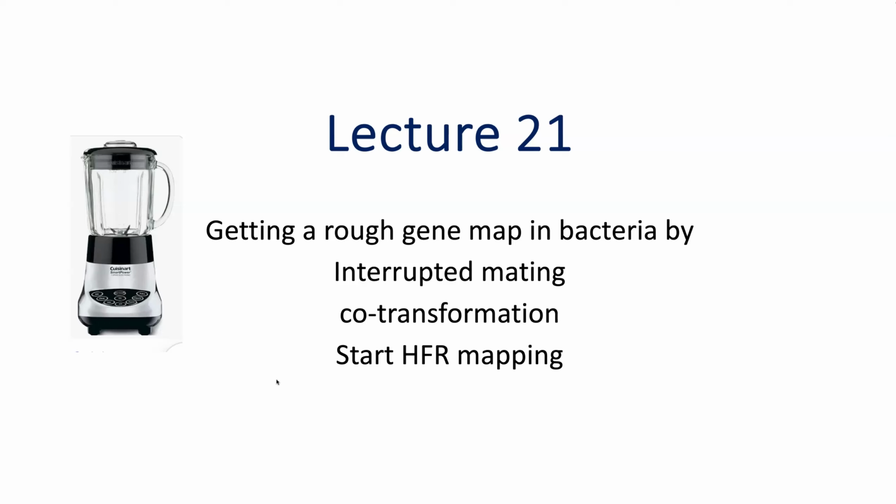And then we're just going to start talking about HFR, high frequency recombination mapping. This is very precise and detailed, requires careful design so that you select exactly what you think you're selecting. We will just talk about replica plating as a way of figuring out the genotype of all the colonies, because you'll make hundreds, thousands of colonies in an HFR map, and each colony has to be genotyped separately.